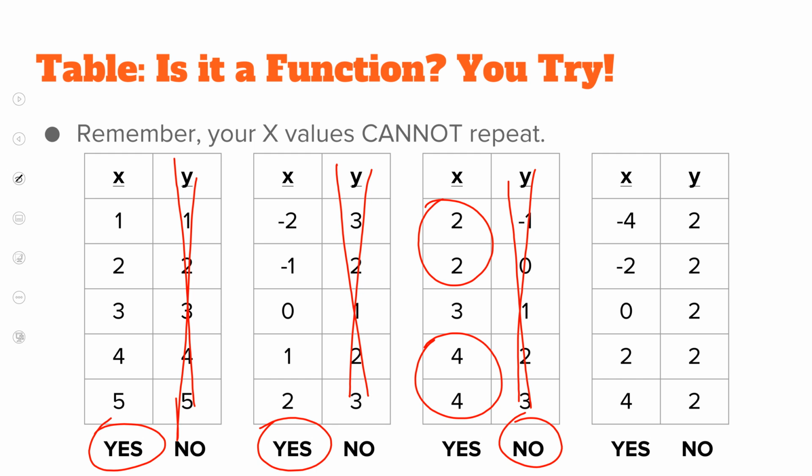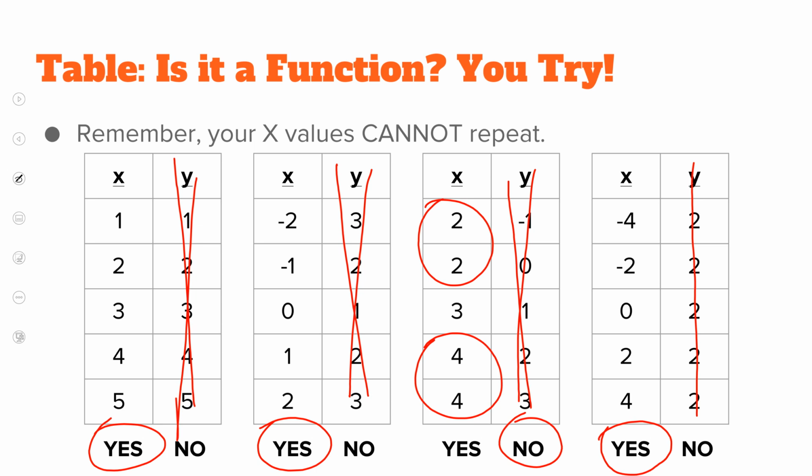And then the last table, we've got (-4, 2), (-2, 2), (0, 2), (2, 2), and (4, 2). Although all of our outputs are the same number, we're not looking at the outputs, we're looking at the inputs. Those are all unique, so that relation is a function.